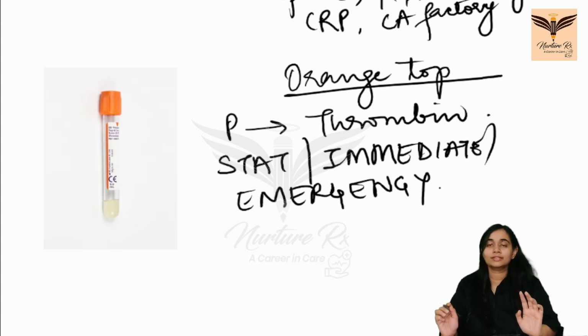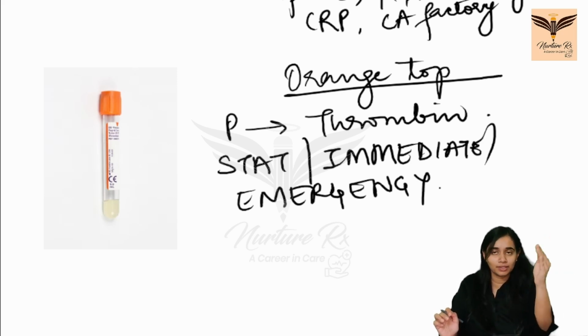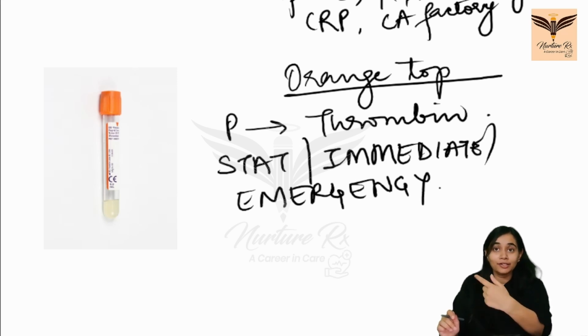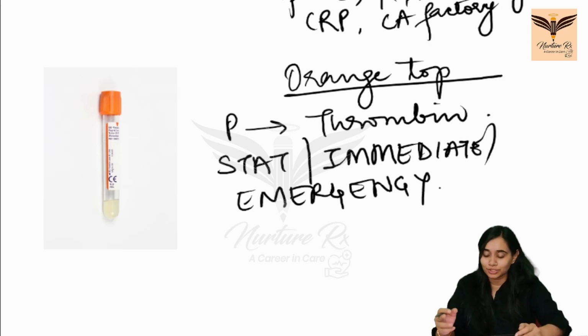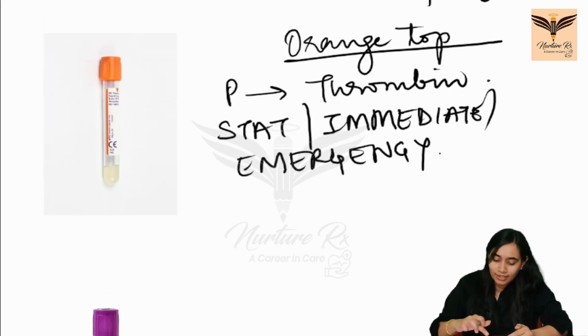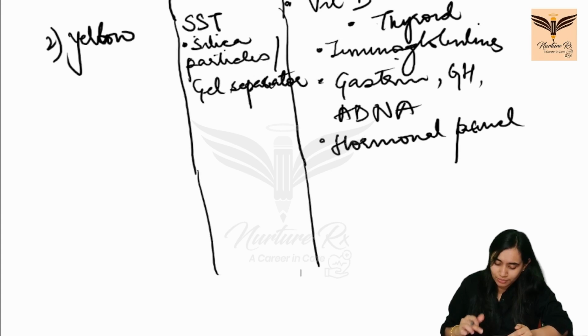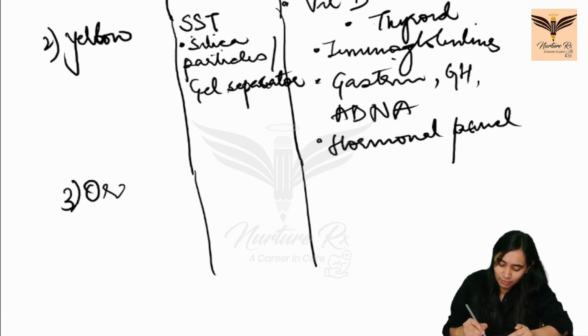All the tests listed for orange, golden top and red top, all those tests can be done by this orange top. But what is the difference? It is used in stat conditions where you just take the sample and you immediately want to process it. So thrombin present in this tube accelerates the clotting mechanism and helps to separate serum faster than in the other tubes. Okay. So let's summarize it here also. Third is orange top. What does orange have? Thrombin.